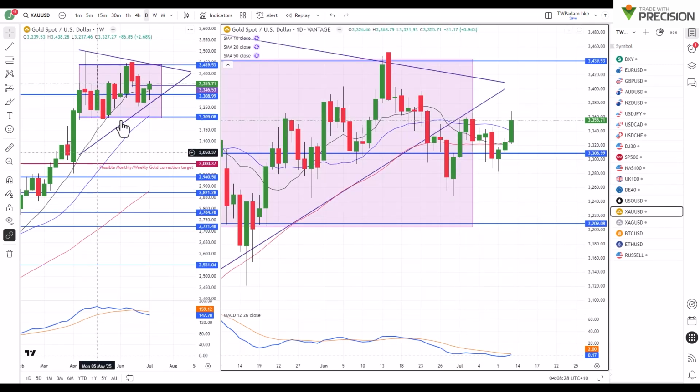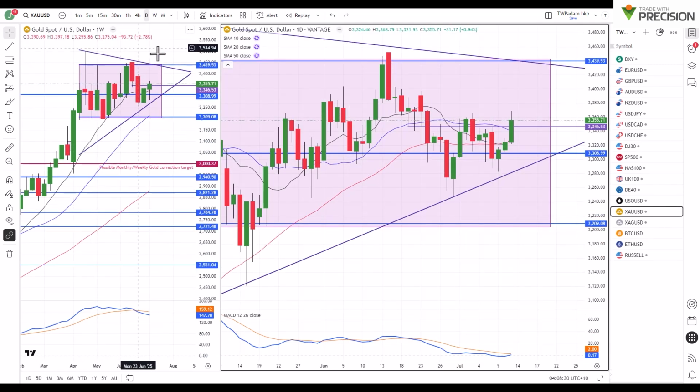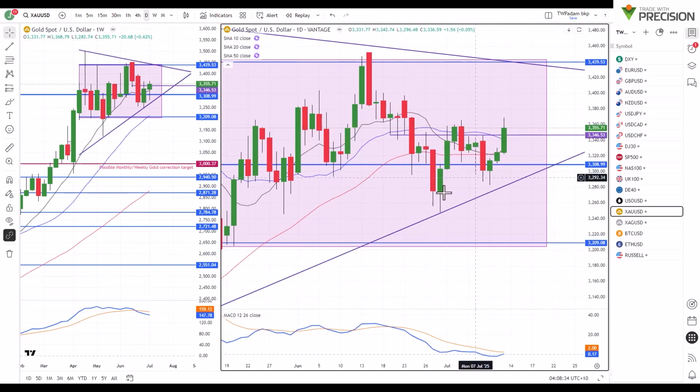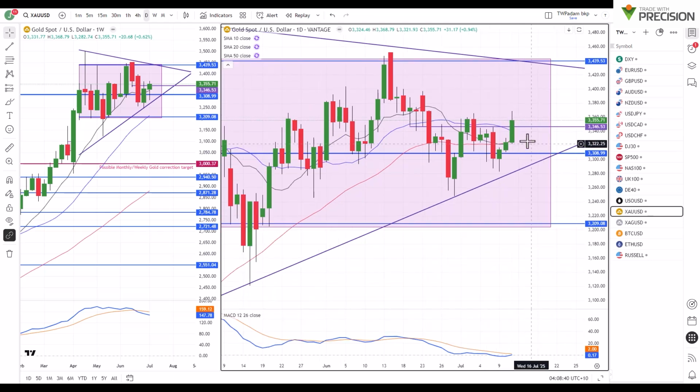So gold within its weekly time frame is stuck within a wedge, lower highs, higher lows. Shorter term though, it is attempting to shift into an uptrend. It has actually broken the high so far. I want to see this follow through. So this week, I'm going to be looking for gold to break higher, try to make another run back up for that 3,400 level. That is what I'm looking for at the moment.